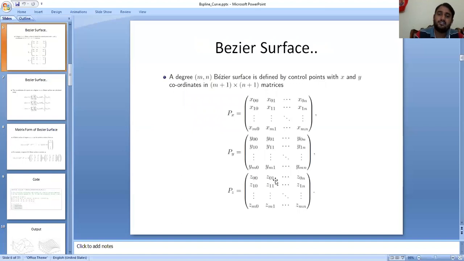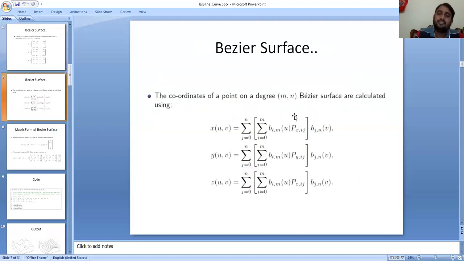So this is the control point. A degree m n Bezier surface is defined by control points with x and y coordinates in an m plus 1 cross n plus 1 matrix. So this is an m cross n matrix, and in 3 dimensions we have defined the points.